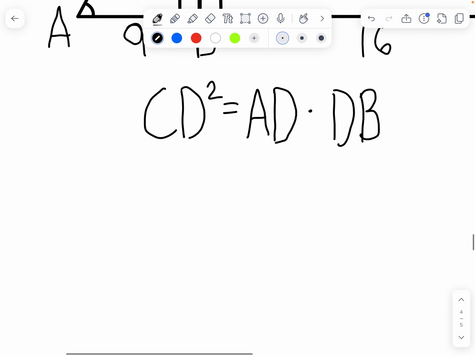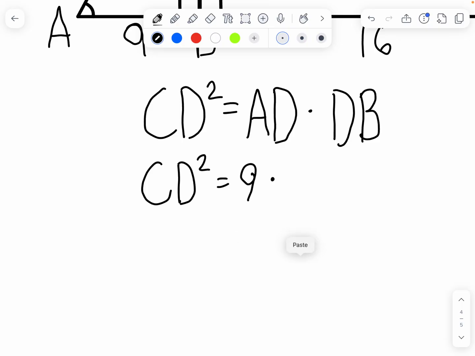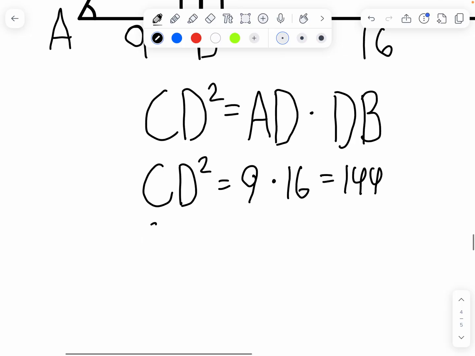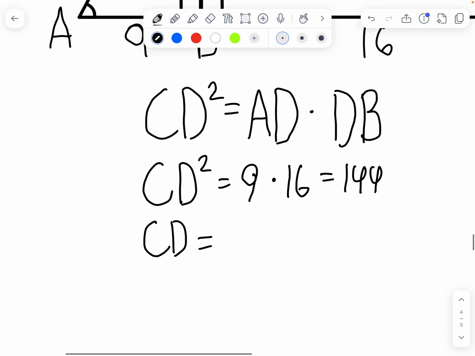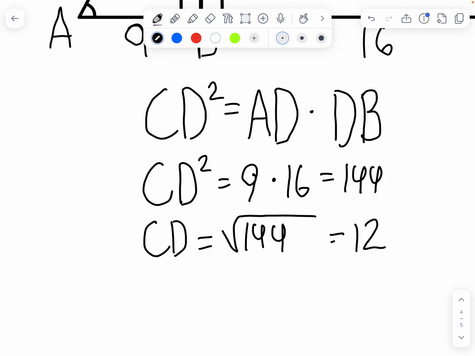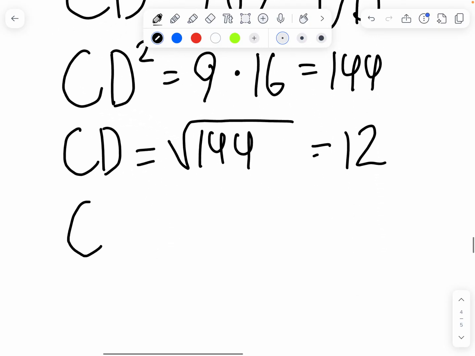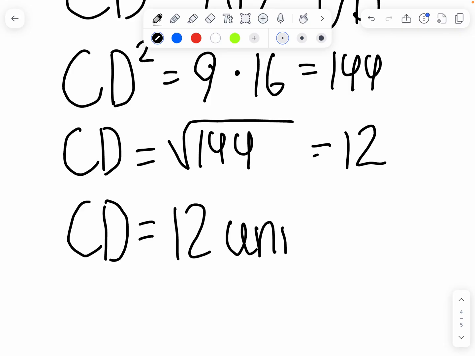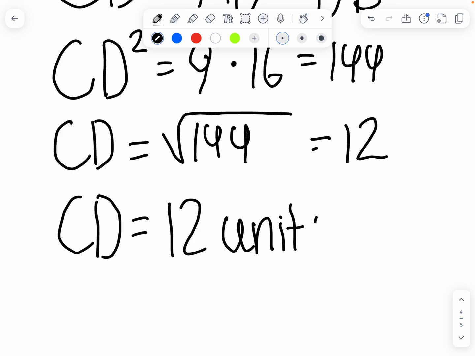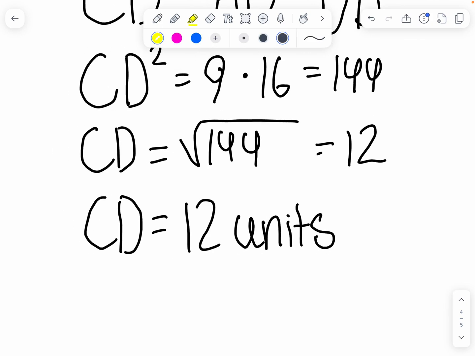Now we have to substitute in our values. So CD squared equals 9 times 16, which equals 144. And CD equals the square root of 144, which equals 12. So CD in the end equals 12 units. And that is our first question.